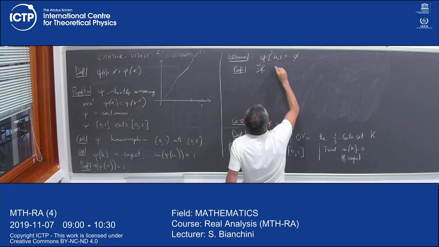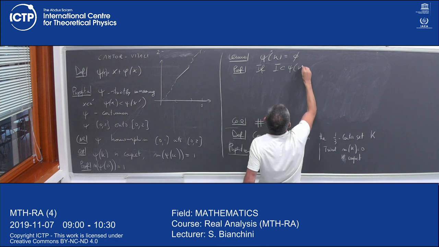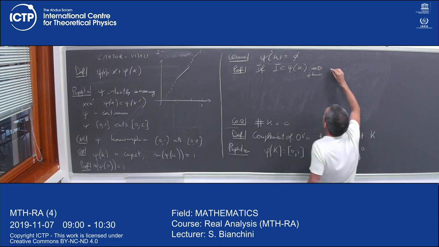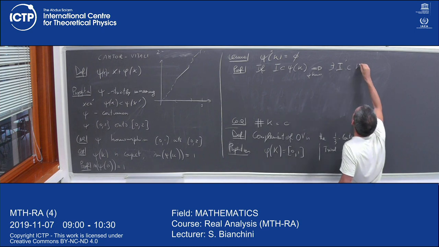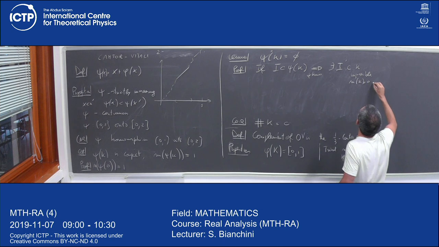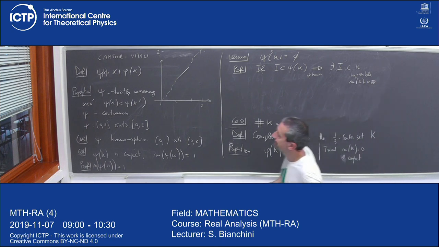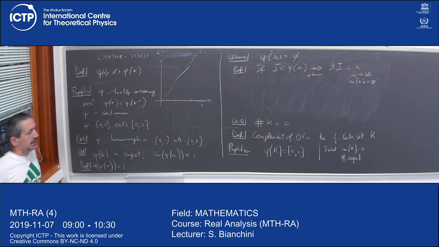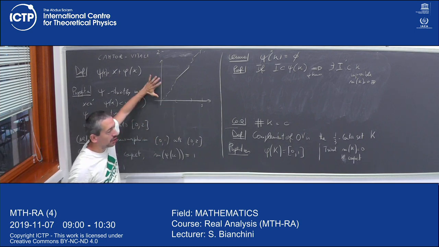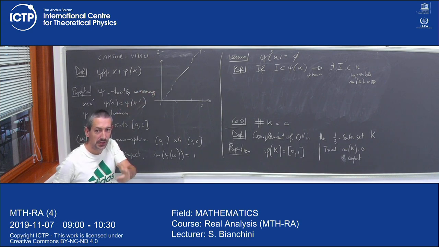If E is contained in psi of K, then since psi is a homeomorphism, there exists an interval contained in K, which is impossible because the measure of K is equal to zero. So you see, now we have really a strange set: the image of this K is another compact set whose measure is 1, nowhere dense.